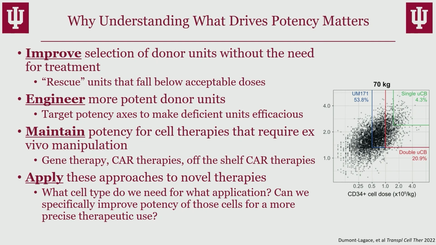Additionally, we might be able to engineer more potent donor units. If we know what drives potency, can we actually edit these cells to become more potent? Can we maintain potency for cell therapies that require ex vivo manipulation? Gene editing, if we're going to develop CAR cell therapies from stem and progenitor cells, requires ex vivo manipulation, but we know that as we grow these cells ex vivo, they lose their potency. They become distinctly different over time in culture. And again, can we apply these approaches to novel therapies? What we hope for here is to use these omics approaches not just for transplantation, but potentially as a platform to improve other therapies as well.